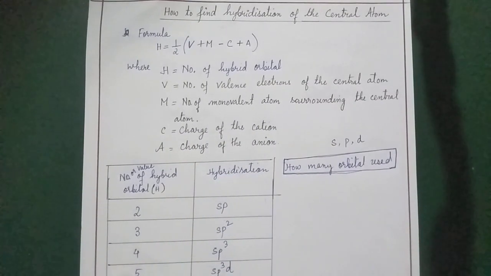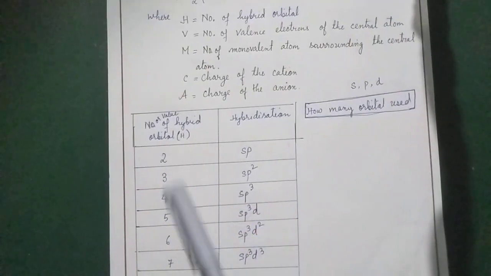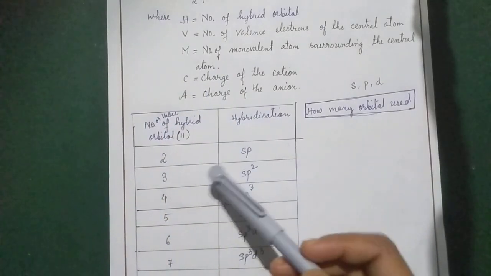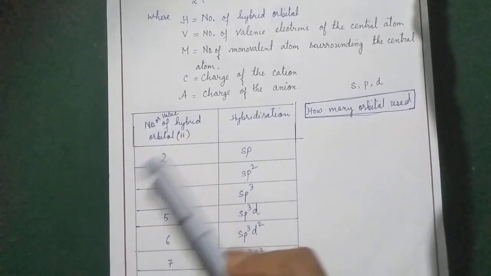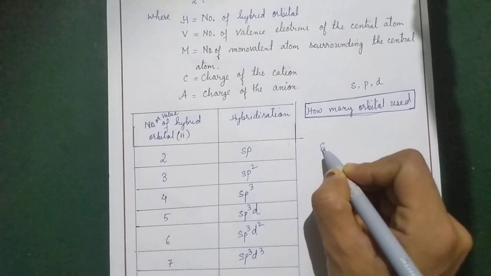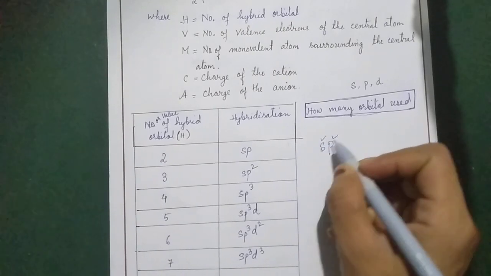Here I have given some values of the number of hybridized orbitals. Whenever we find the value of H is equal to 2, then the hybridization will be sp. 2 means 2 orbitals, and they always start from s, so 1 orbital, another orbital, 2 orbitals.